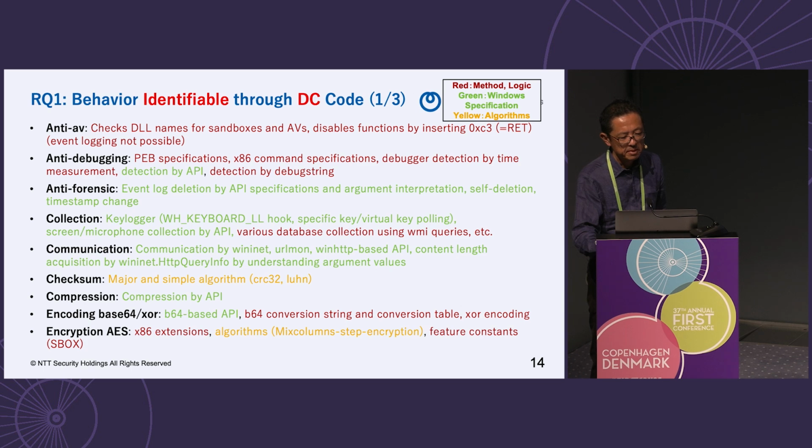So yeah, research question 1. Behavior identifiable through DC code result. I summarized the result for each category. You can also see the legend. Red letters mean malware-specific methods and logic. Green letters mean Windows-related specifications. Yellow letters mean some algorithms. This slide shows from anti-AV to encryption AES.